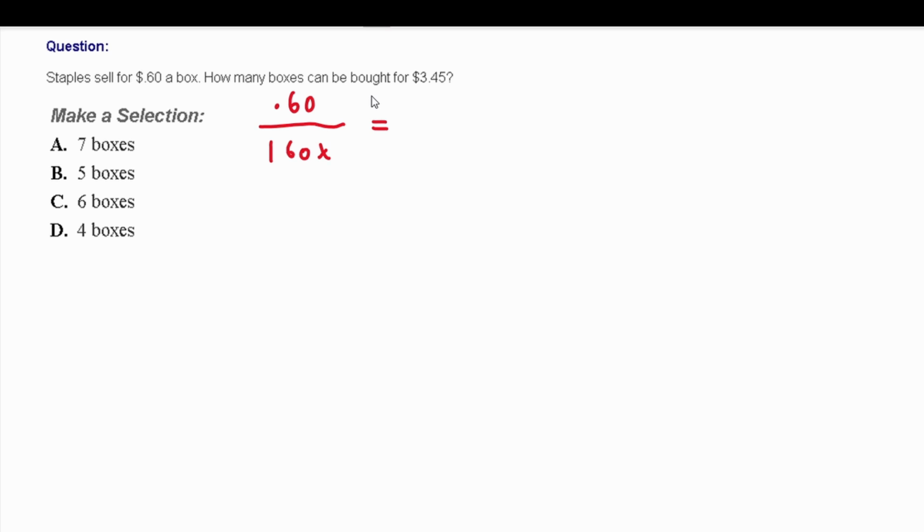Let's go ahead and set up the right-hand side. Again, in the numerator, we have 60 cents. So over here, we're going to put $3.45. And we want to know how many boxes, which is unknown. So we're going to call those X boxes. All right, to solve proportions, you cross multiply.